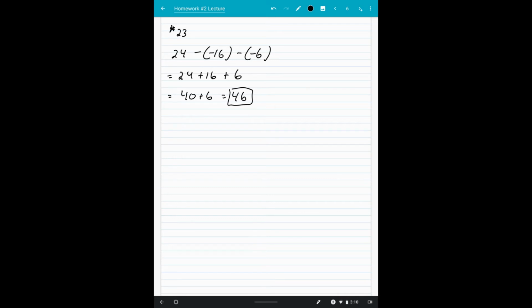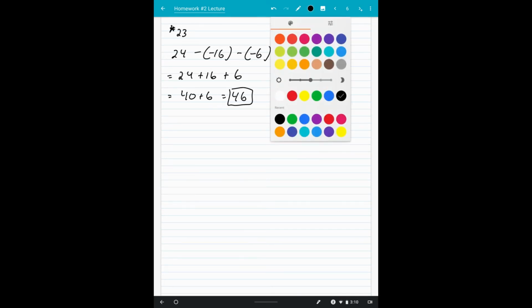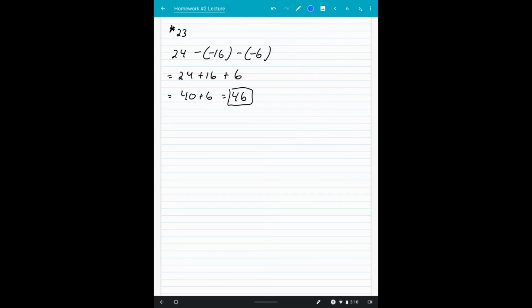So using your addition and subtraction rules, again, these are the rules. If you don't remember them, you can go back to the other slide. A plus negative b becomes a minus b. A minus negative b becomes a plus b.